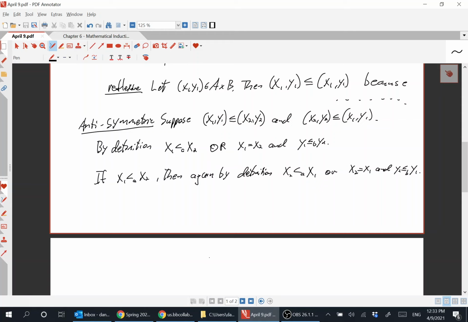Okay. Well, if x1 is less than in A, x2, it can't be the case that x2 is less than in A, x1 by antisymmetry. That cannot be the case, so that's not possible. Nor can it be the case that x1 is equal to x2 when x1 is less than in A, x2. So both of which are impossible. So write an appropriate sentence here, such as "both of which are impossible," period.